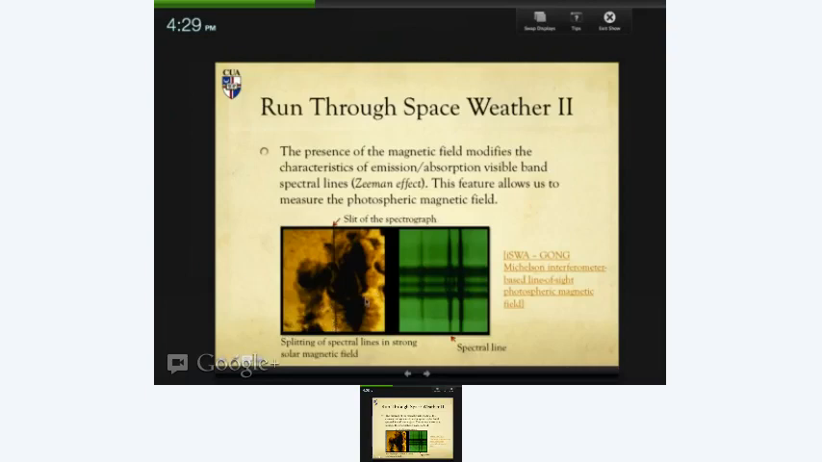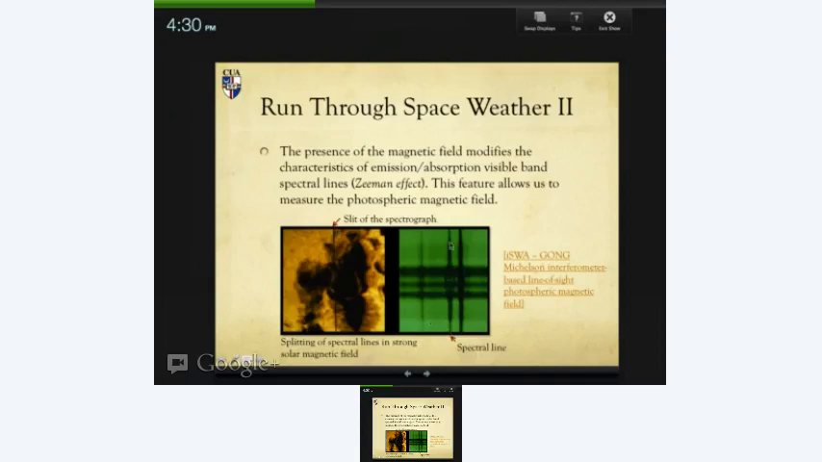On the left-hand side, I think this is a visible wavelength picture of the solar surface. This is a sunspot, obviously. As we learned in the first class, the dark regions are where you have enhanced magnetic field. Then you have a slit of the spectrograph that takes a narrow image along this line. That spectrograph data is shown on the right-hand side. On the horizontal axis is the wavelength, and from bottom to top you move along this slit.